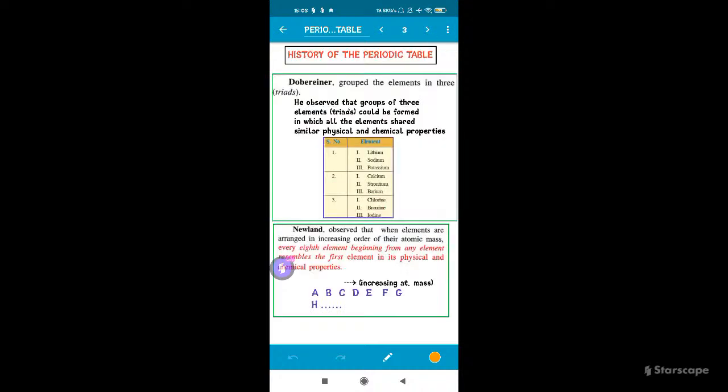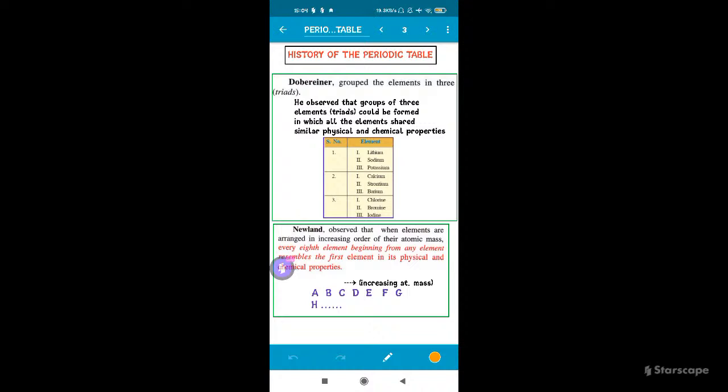So first of all, there was a scientist named Dobereiner who grouped elements in groups of three. It is also known as Dobereiner's triads. He observed that groups of three elements could be formed in which all the elements shared similar physical and chemical properties. So for example, if we consider lithium, sodium and potassium, Dobereiner saw that they have similar properties, so he arranged these three into one group. Similarly, he saw that calcium, strontium and barium also had some common features, common properties, so he arranged these three into one group.